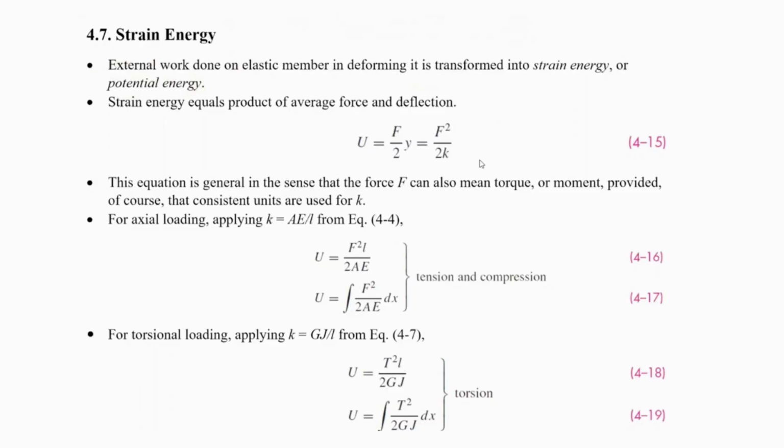T is the applied torque, L represents the length of the structure, G represents the modulus of rigidity or the shear modulus, and J represents the polar moment of inertia of the corresponding cross-sectional area. Again, you can replace L by dx and integrate over the whole length of the structure depending on the problem type.